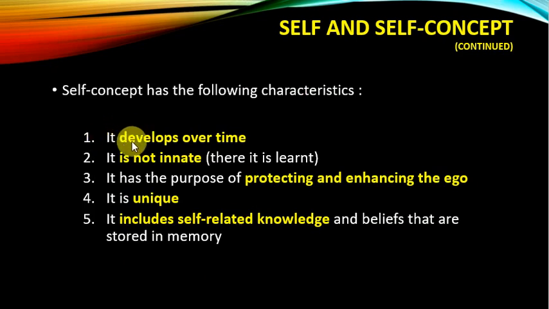It is developed over time through experience. It is not innate. In other words, we can learn it. It has the purpose of protecting and enhancing your ego. That happens quite often. It is unique, and it includes self-related knowledge and belief that we store in our memories, and that links in with number 1, which is how it develops over time through different experiences.